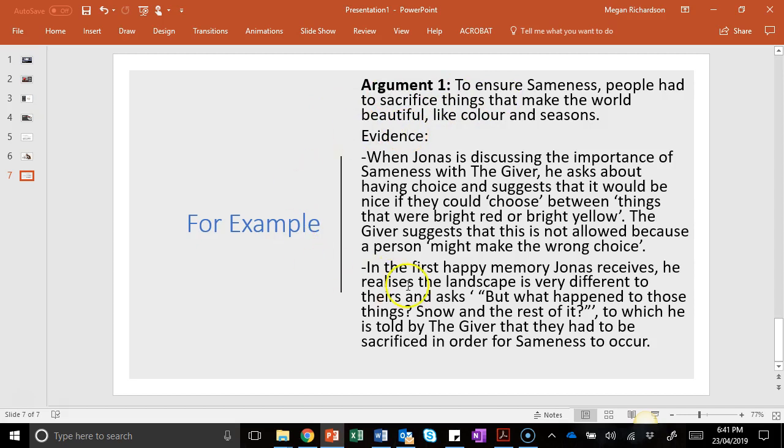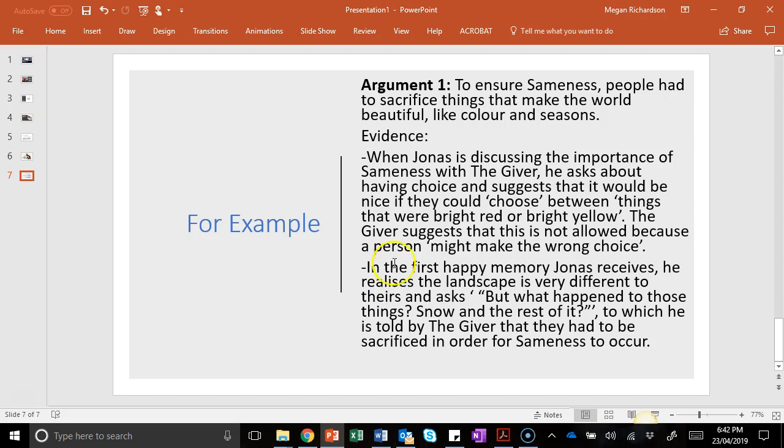Yeah? Cool. The other one that I came up with was this one, where it says, in the first happy memory Jonas receives, so that's the one where he is on the sled going down the hill and it's snowing, he realizes that the landscape is very different to theirs and asks, but what happened to those things, the snow and the rest of it? To which he is told by the giver that they had to be sacrificed in order for sameness to occur. Again, can you see how I'm talking about how they have to sacrifice beautiful things in order to have sameness? So can you see how this evidence proves my argument? That's what I want. So I've got these 2 lovely pieces of evidence, and when I go to write my essay, I have it there for me, ready to write.